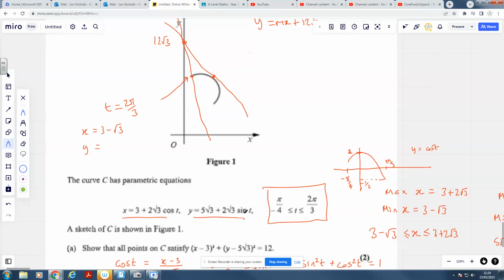And if you chuck in 2 pi over 3, sine of 2 pi over 3 is the same as sine of pi over 3. That's sine 60. It's root 3 over 2. And so the 2's are going to cancel, and we're going to end up with 3 here, and 5 root 3 plus 3 there.